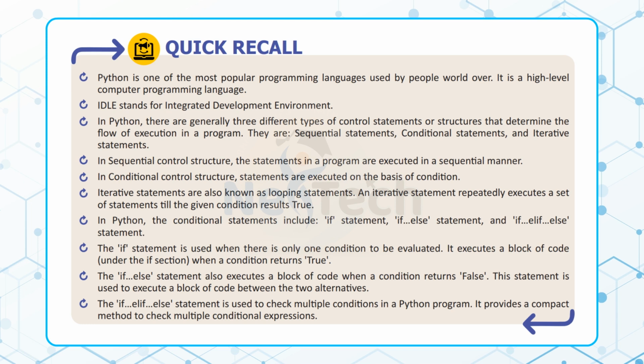In Python, the conditional statements include if statement, if-else statement, and if-elif-else statement. The if statement is used when there is only one condition to be evaluated. It executes a block of code under the if section when a condition returns true. The if-else statement also executes a block of code when a condition returns false. This statement is used to execute a block of code between the two alternatives. The if-elif-else statement is used to check multiple conditions in a Python program. It provides a compact method to check multiple conditional expressions.